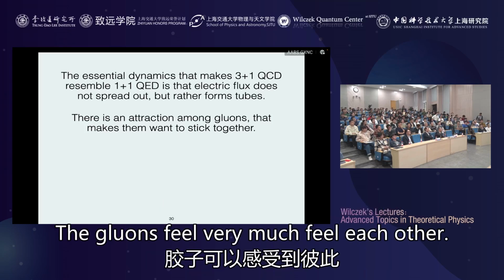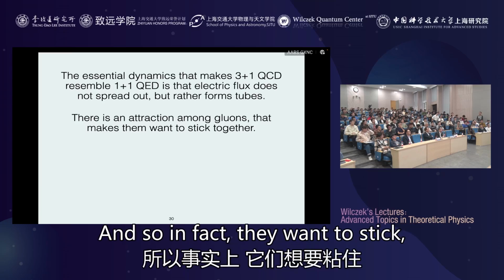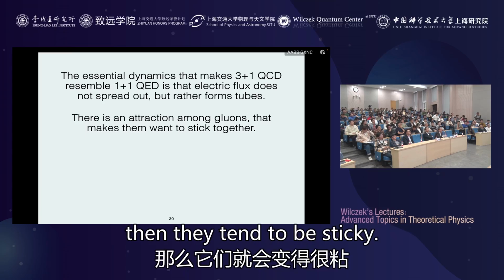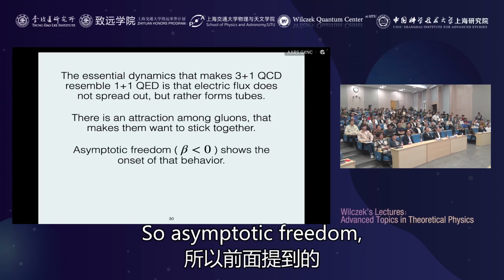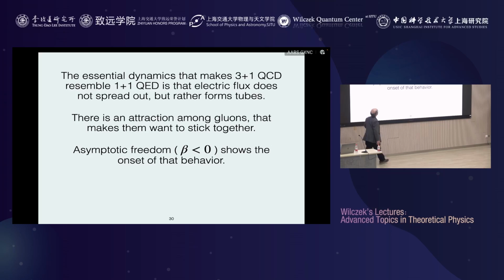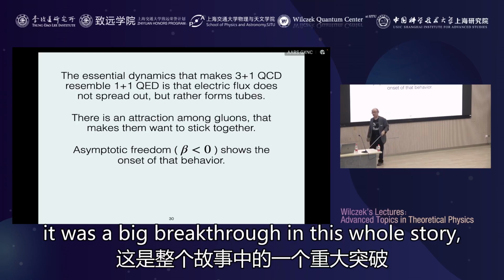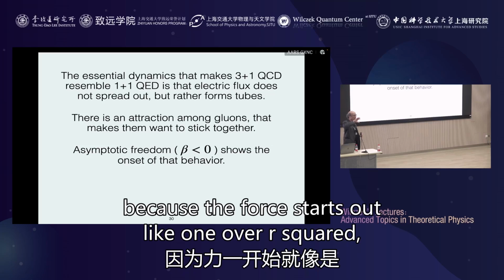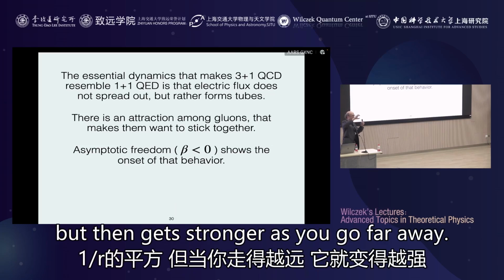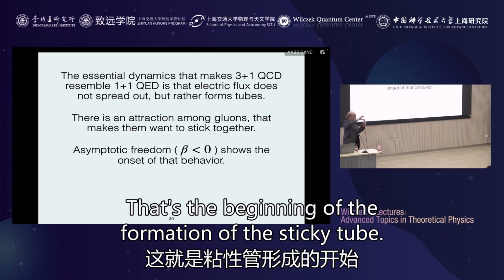The gluons very much feel each other, and so in fact, they want to stick, they tend to be sticky. So asymptotic freedom, which was mentioned earlier, that was a big breakthrough in this whole story, shows the onset of that behavior because the force starts out like 1/r², but then gets stronger as you go far away. That's the beginning of the formation of this sticky tube.